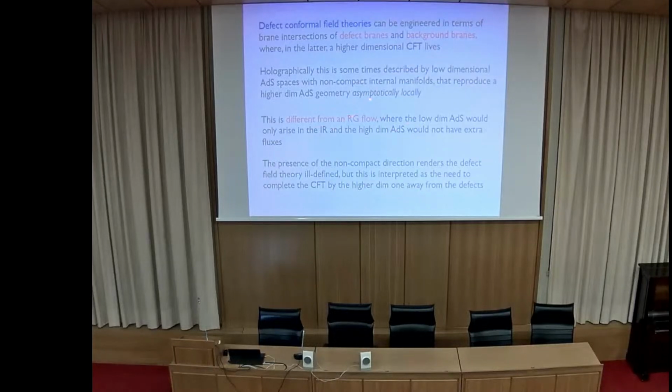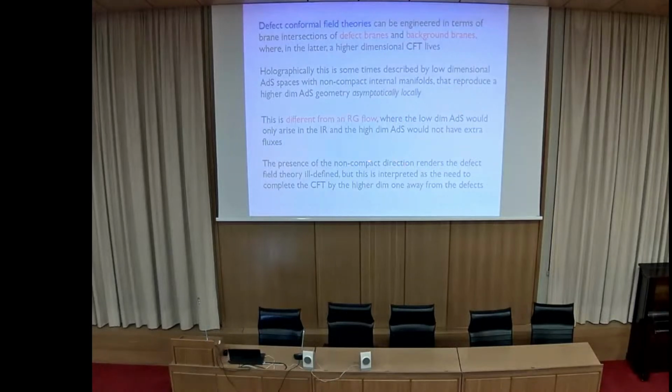Notice that this is different from an RG flow, because in an RG flow we would have some solution which in the UV gives rise to a higher dimensional AdS space, and in the IR to a low dimensional AdS space. Here we have a low dimensional AdS space, which only in the UV becomes asymptotically locally a higher dimensional AdS space. It's important to emphasize this asymptotically, because still there you can see the presence of these defects, only in a subleading way.